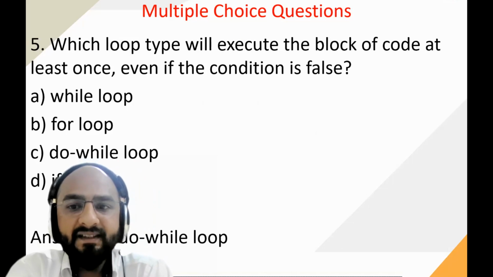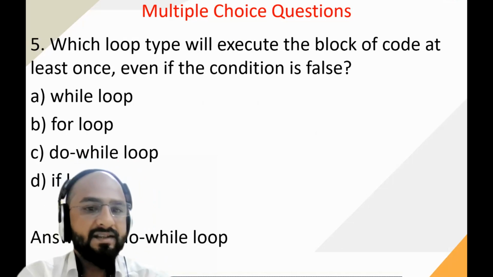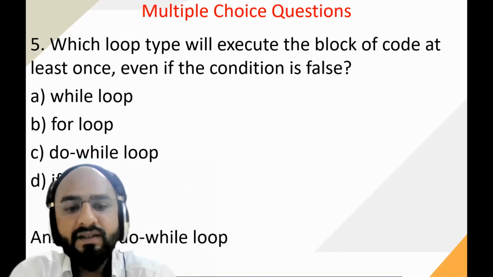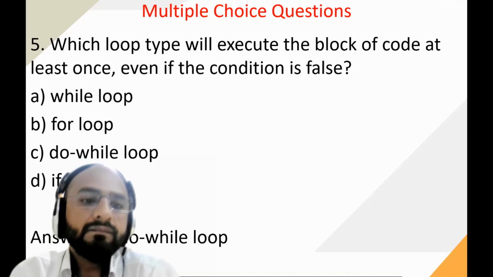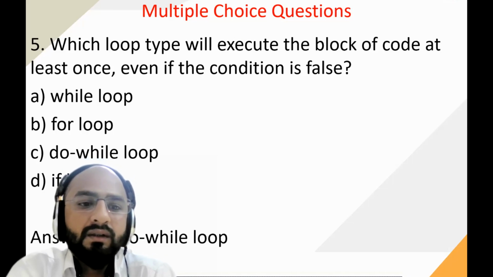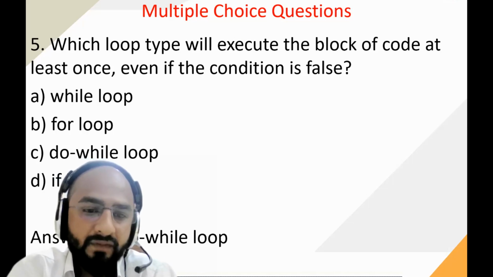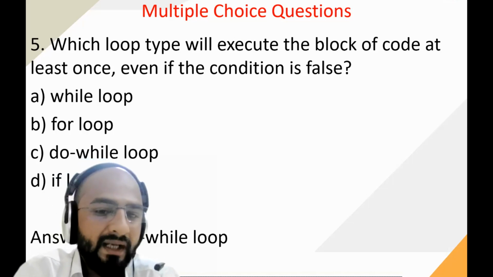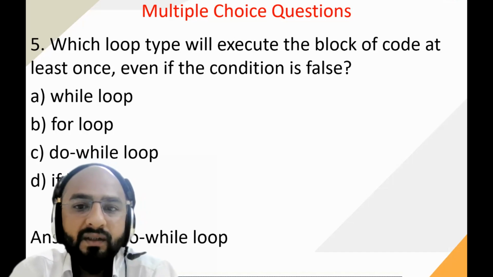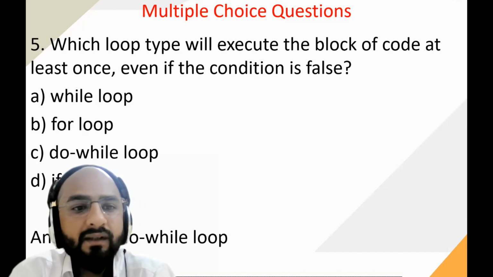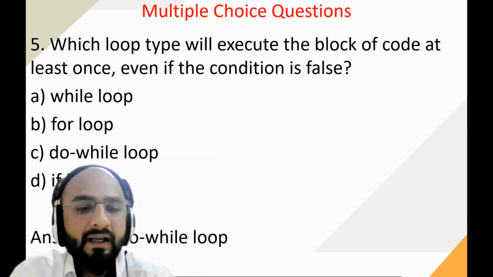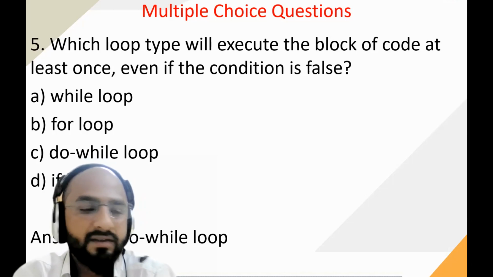Which loop type will execute the block of code at least once, even if the condition is false? A logical question: while loop, for loop, do while loop, or if loop. So the right answer is C, do while loop. By using that do while loop, you can execute a block of statements at least once, even if the condition is false.